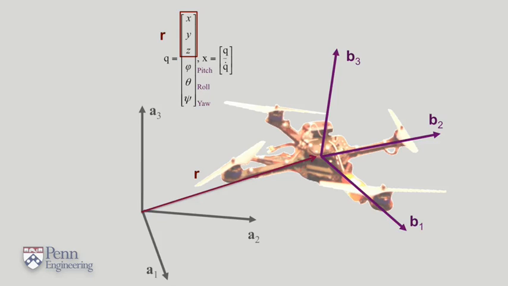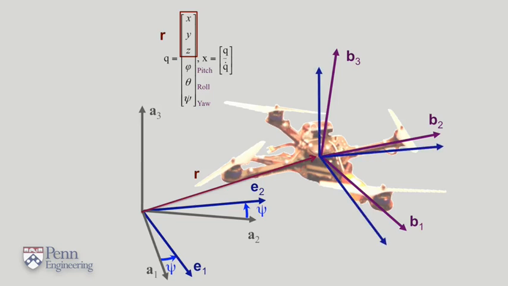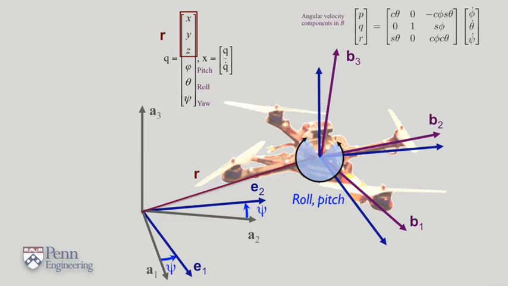The state, of course, is composed of the configuration, a six-dimensional vector, and its rate of change, in other words, the velocity. The roll, pitch, and yaw angles follow our usual convention. First, the yaw about the z-axis, and then the roll and pitch as we've seen before. Recall that the angular rates in the body frame, p, q, and r, are related to the derivatives of the roll, pitch, and yaw angles through this coefficient matrix. This set of equations tells you everything you need to know about the kinematics of the vehicle.